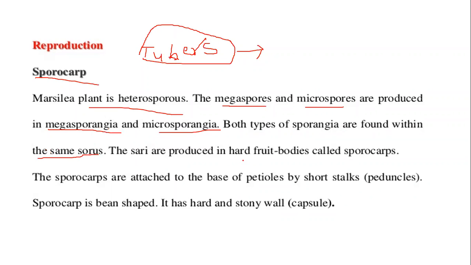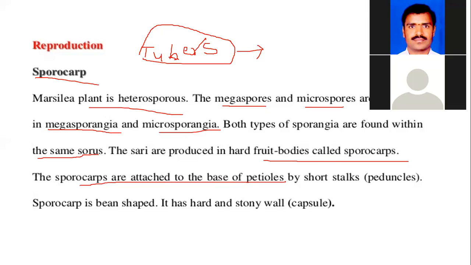Now, these sori are produced in hard fruit bodies, which are called the sporocarps. What are these sporocarps? They have a stalk, which we call the peduncle, and they are attached to the base of the petiole.